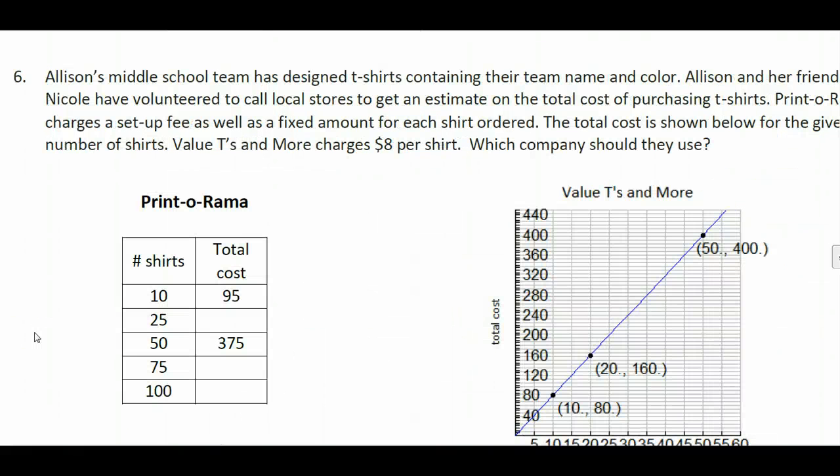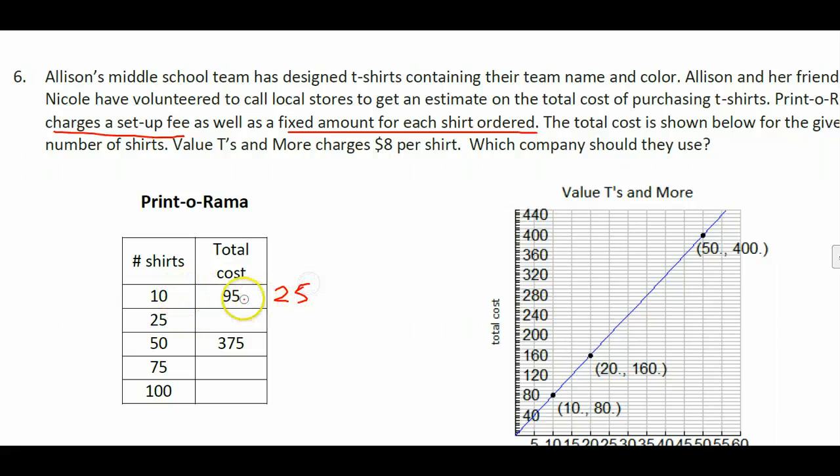All right, last thing, number 6. Number 6 is kind of confusing. So I'm just going to tell you that the setup fee is $25. They tell you Printorama charges a setup fee as well as a fixed amount for each shirt ordered. The way that I found that is I just started guessing. I thought, okay, what if it's a $25 setup fee?